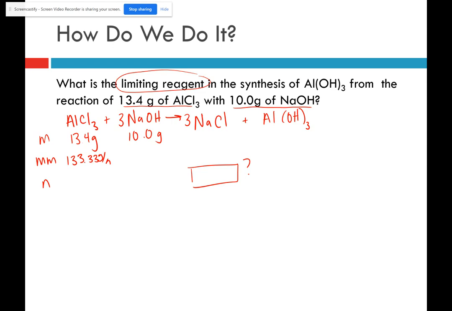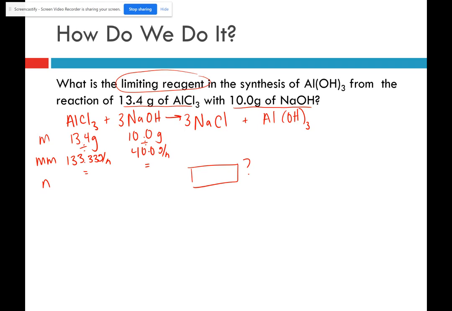Sodium hydroxide, on the other hand, sodium has a mass of 22.99 grams per mole. Oxygen has a mass of 16 grams per mole, and hydrogen has a mass of 1.01 grams per mole. So that's going to give me 40 grams per mole. Okay, so first thing I'm going to do, because I'm going down for both of these to the main floor, I'm going to divide. So I'm going to figure out moles of aluminum chloride and moles of sodium hydroxide.